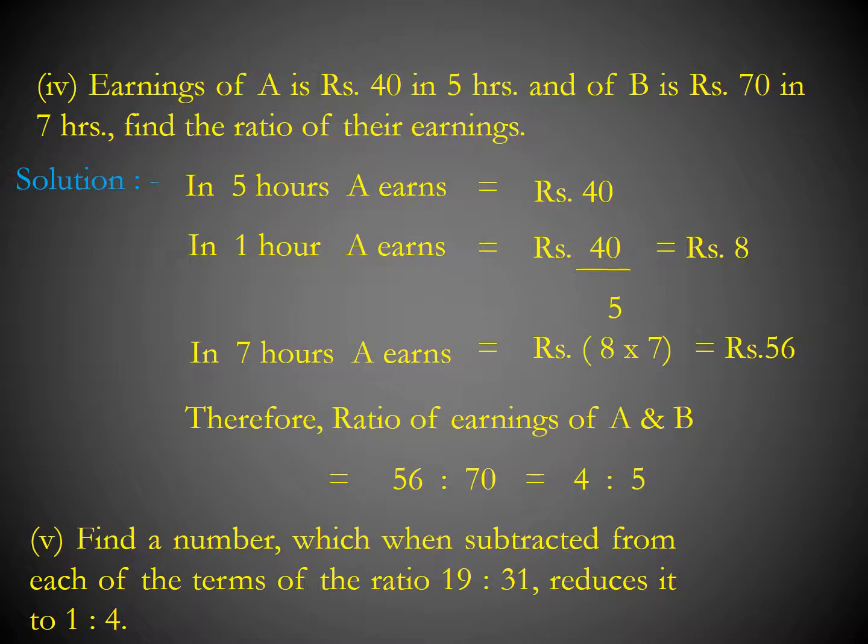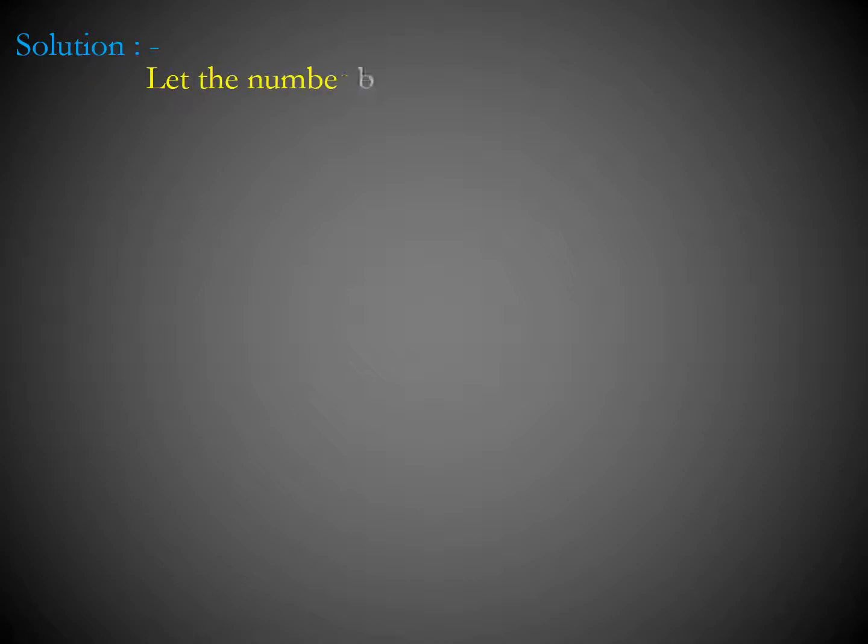Our next question is, find a number which when subtracted from each of the terms of the ratio 19 ratio 31 reduces it to 1 ratio 4. So we have to find a number which when subtracted from 19 and 31 reduces that ratio into 1:4. So let the number be x using our thumb rule. Now as per the question, the number is subtracted from 19 and 31. So 19 minus x upon 31 minus x is equal to 1 upon 4.